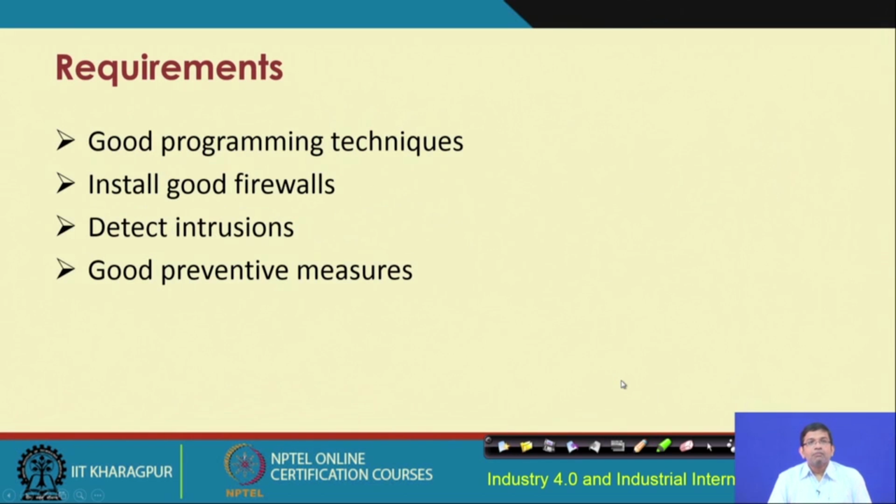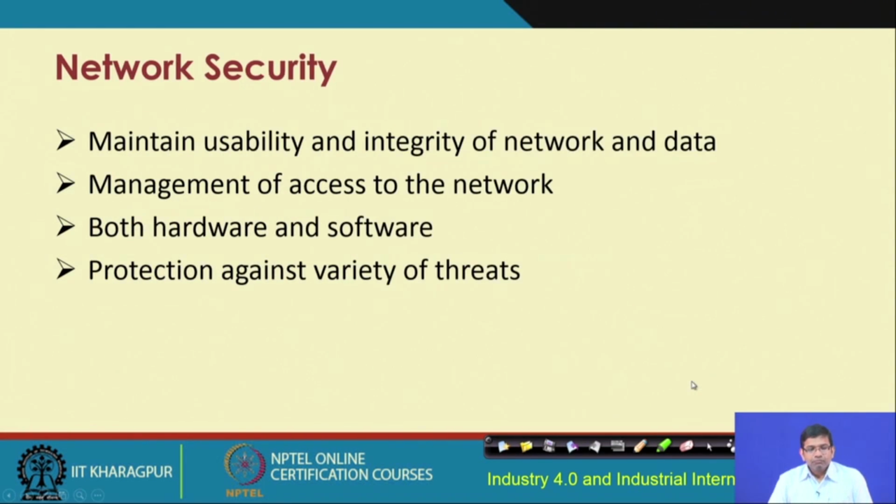There are different requirements. There are requirements with respect to ensuring good programming techniques, installing good firewalls, detecting intrusions, good preventive measures, etc. These are some of the techniques for ensuring security and safety in an IIoT enabled system. Network security talks about securing the entire network so that the vulnerable points in the network are minimized.